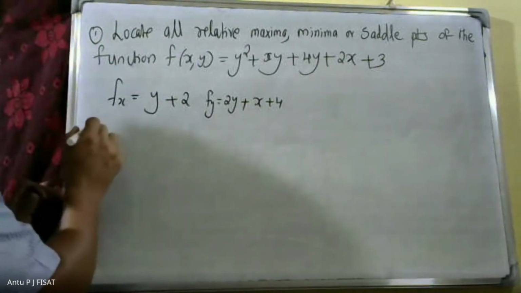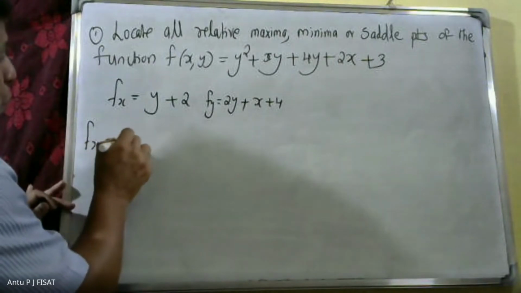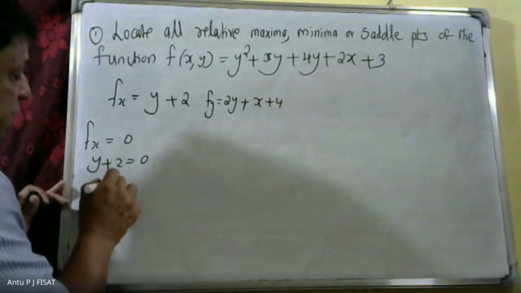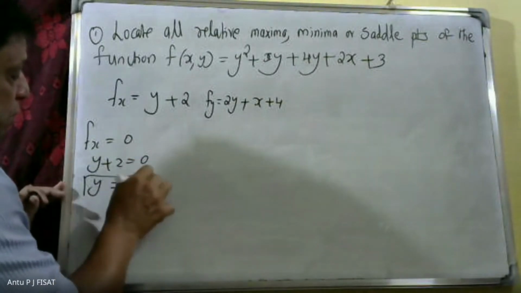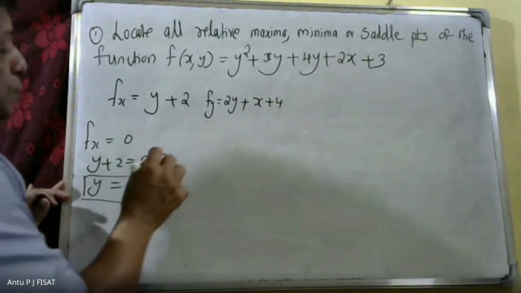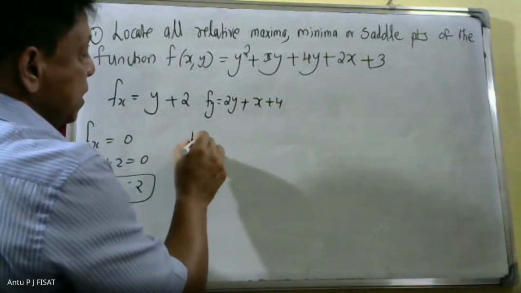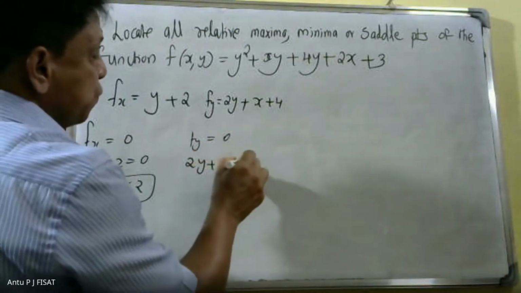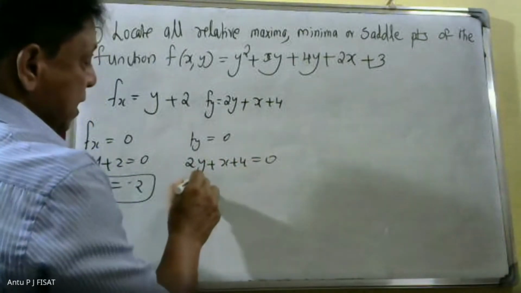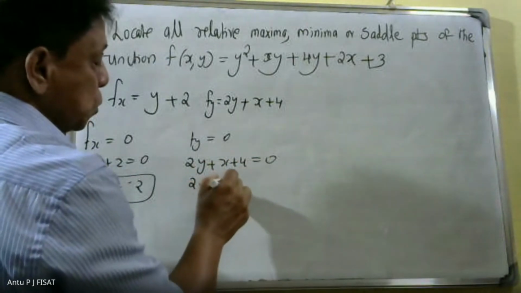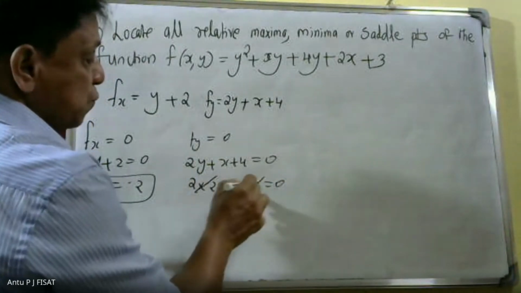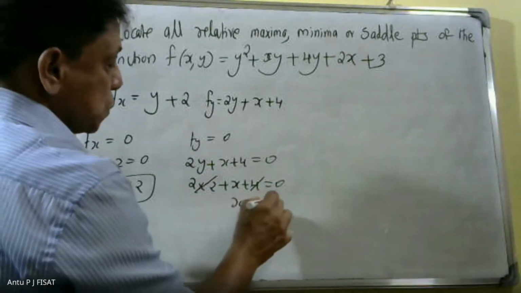Then second step, fx is equal to 0, that is y + 2 = 0. Therefore y = -2. The value of y is -2. Here fy is equal to 0, that is 2y + x + 4 = 0, that is 2 into -2 + x + 4 = 0. Cancelling this 4 and 4, therefore x = 0.